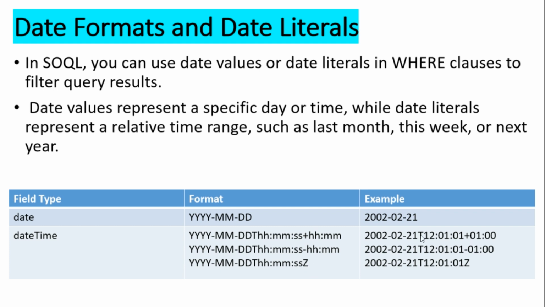Suppose it is 12 o'clock. If you add plus 1 hour, it means 1 hour forward to the UTC. If you use minus 1, it means it is 11 hours, 1 minute, 1 second. Z means it is the UTC time zone.